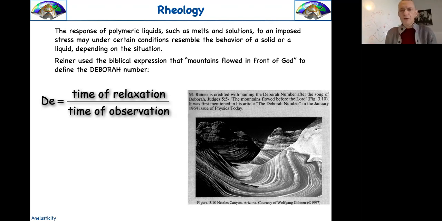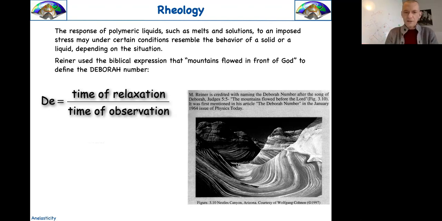And we have a huge variety of materials that we can consider. Reiner, who was one of the founders of rheology in the 60s, for example, defined, using a short text from a holy book, the Deborah number. The idea is to consider rheologies considering the time that you are devoting to observe your system and the time necessary for that system to relax, so to go to equilibrium.